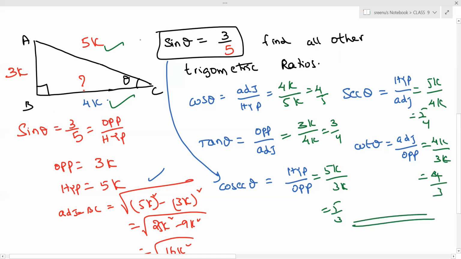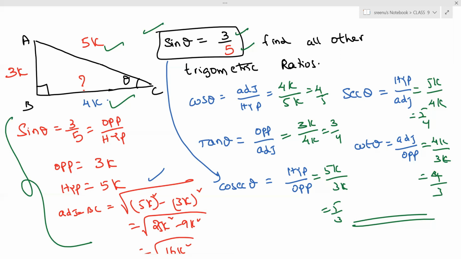Hence, first step: in the given ratio, two sides are known. The third side you have to find according to the right angle triangle concept. Then after, you have to write all these values. Please take the screenshot. I'm giving some homework, you do this sum.